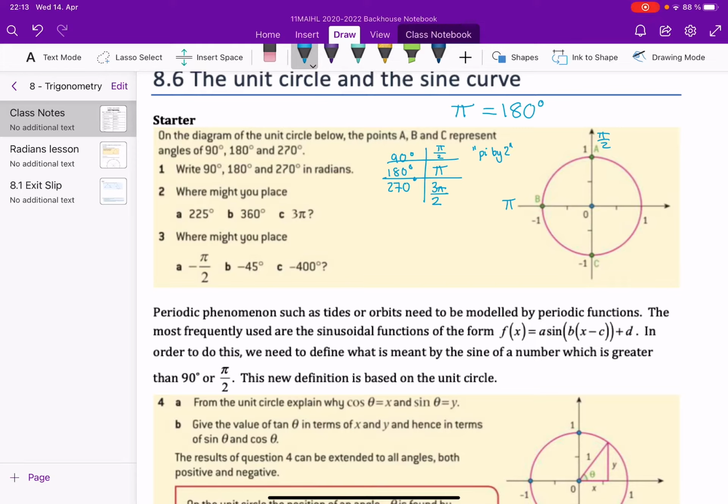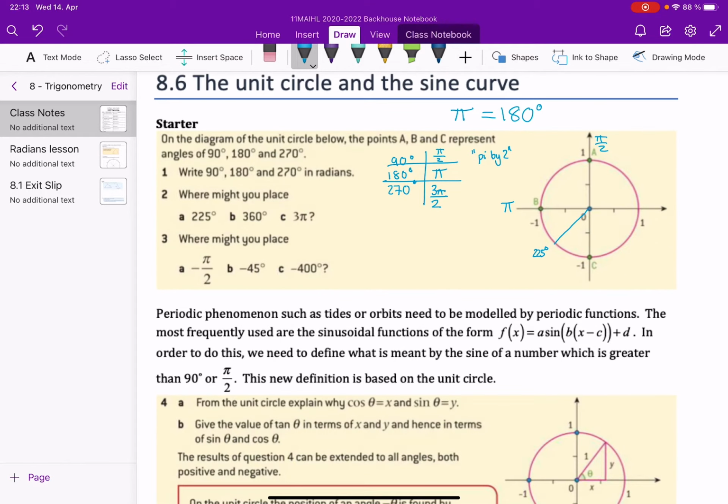Okay, question 2, where might you place 225 degrees? Well, we know 180 degrees is at B, 270 is at C, 225 is exactly halfway in between. So that would be here, 225 degrees. That is anti-clockwise from the positive x-axis. Where might you place 360? Well, we've done a full turn, so we're back to the start. So this would be 0 degrees or 360 degrees. Or if we went round a second time, I guess it would be 720 degrees.